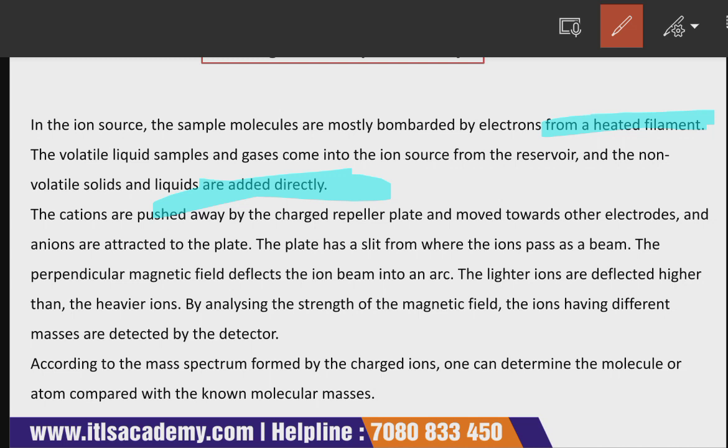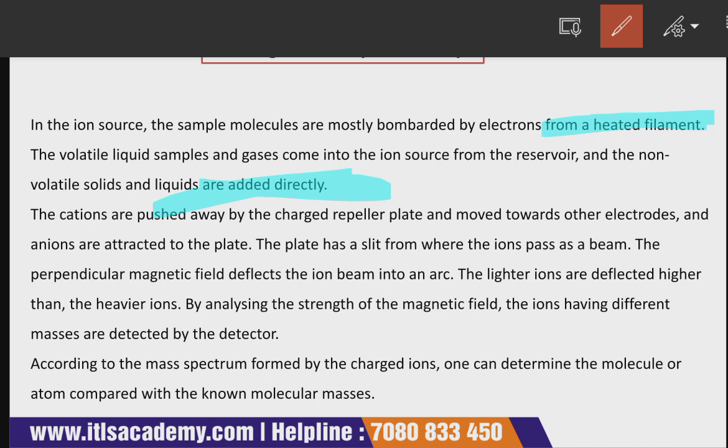So here the cations are pushed away by the charge repeller plate and move towards the electrode. Since they are pushed away from the charge repeller plate, they move towards the other plates, and the ions are attracted to the plate. The plate has a slit. Why? The plate has a slit where the ions pass through as a beam.